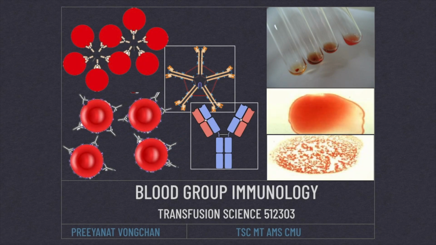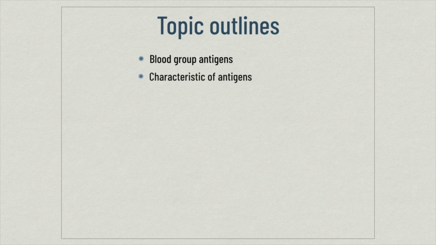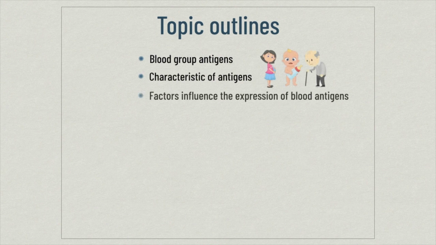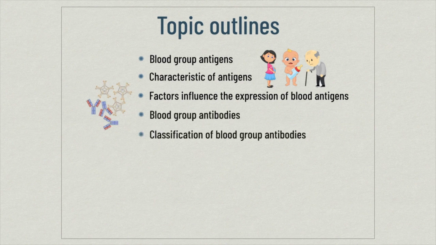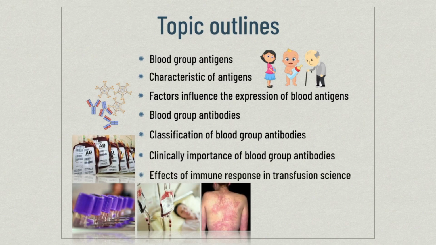Blood group immunology. Topic outlines in this lecture include blood group antigens, characteristics of antigens, factors that influence the expression of blood group antigens, blood group antibodies, classification of blood group antibodies, clinical importance of blood group antibodies, and effects of immune response in transfusion sites.